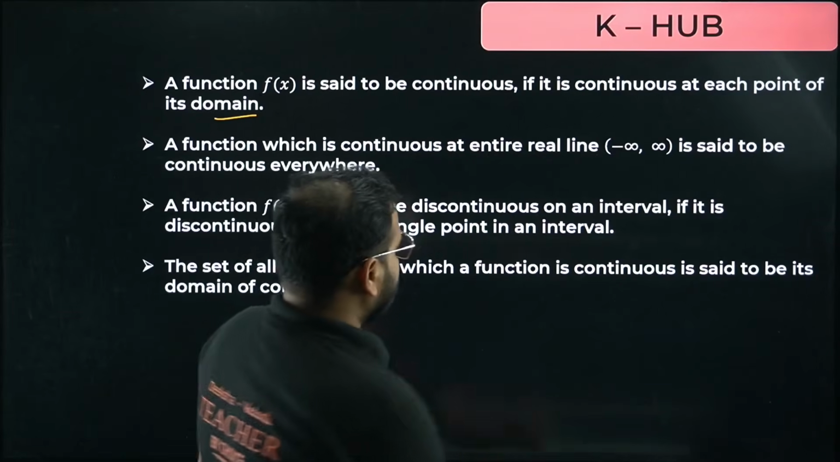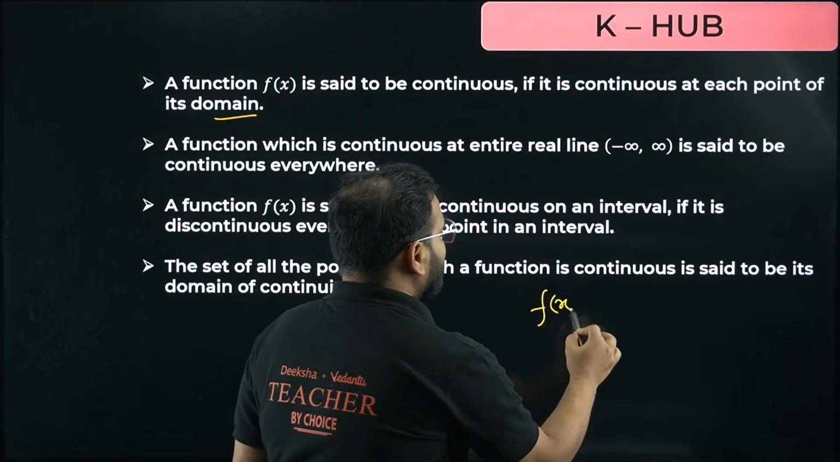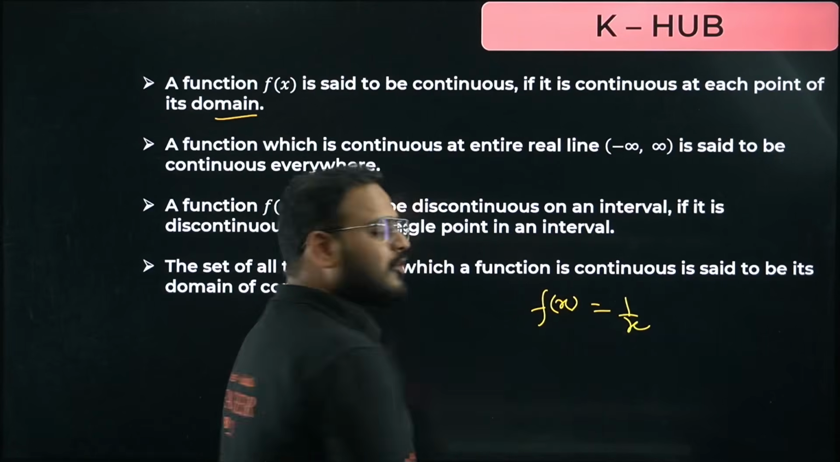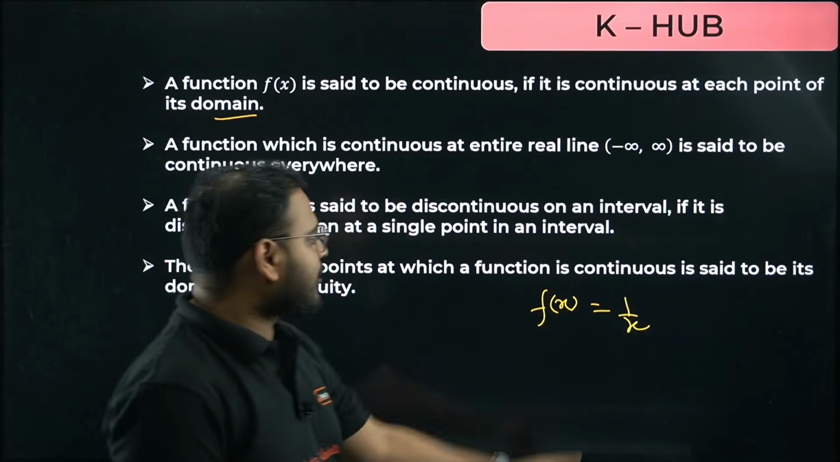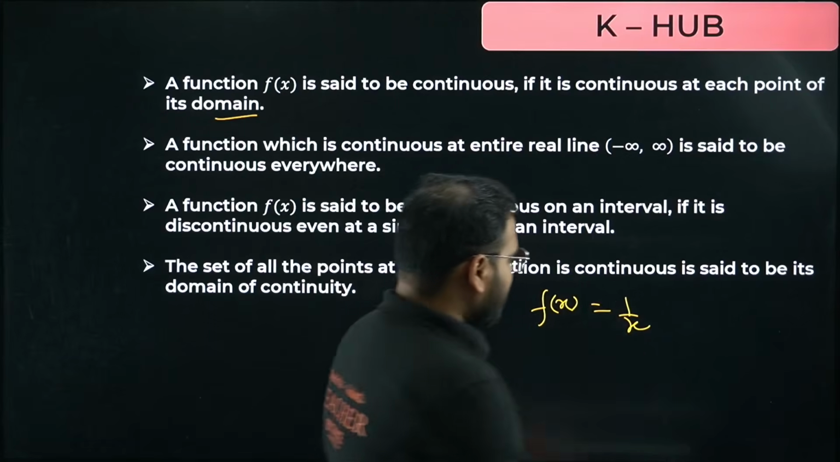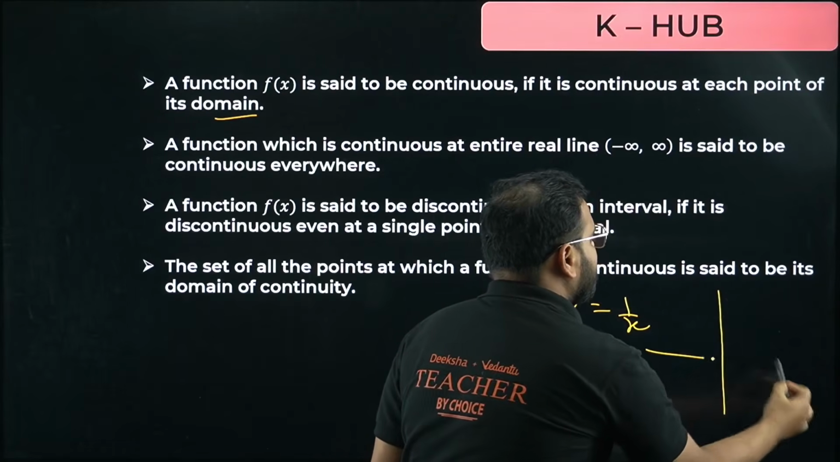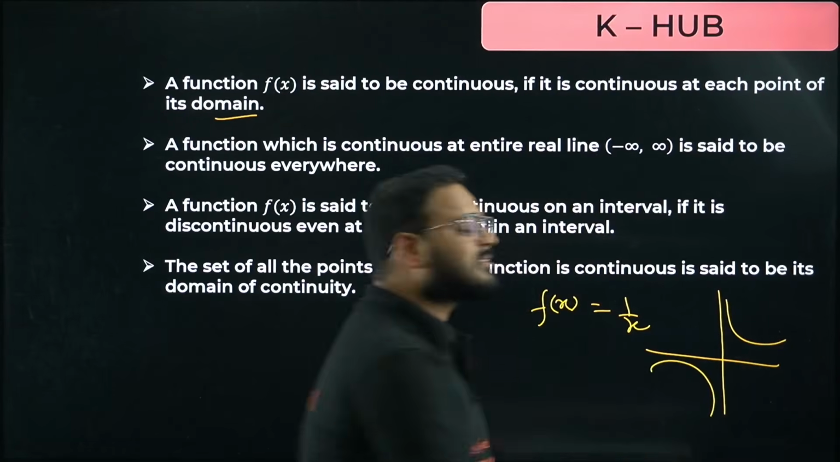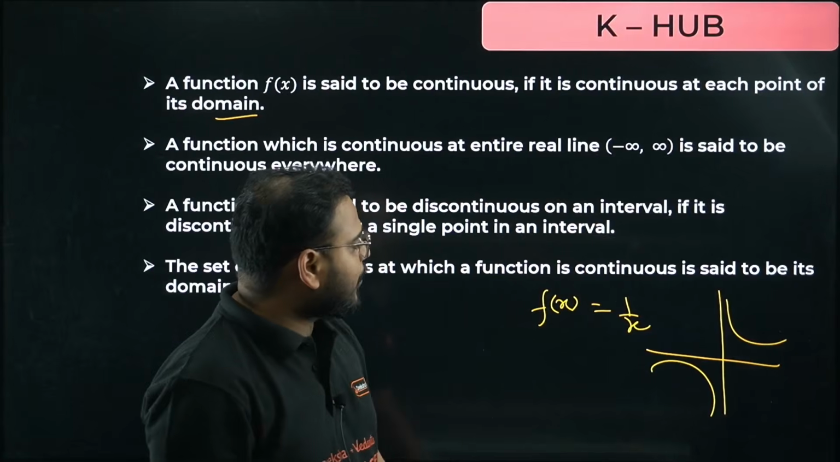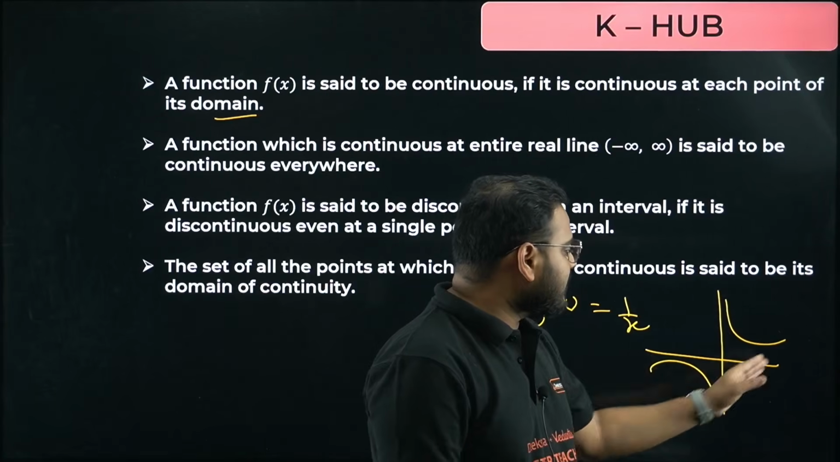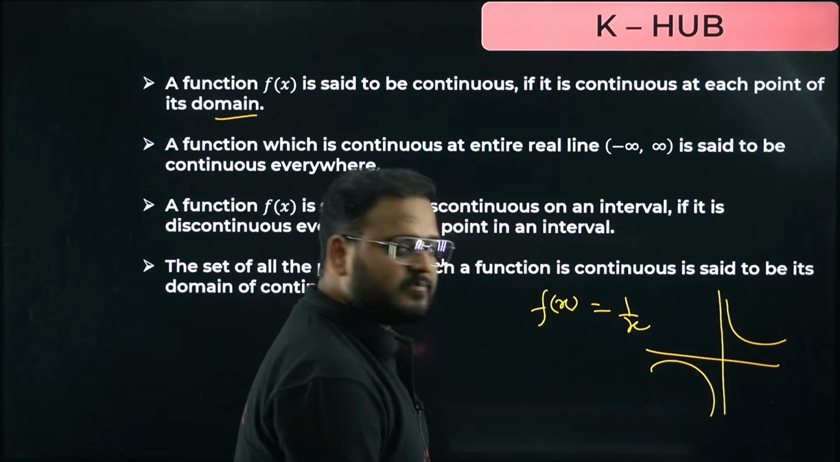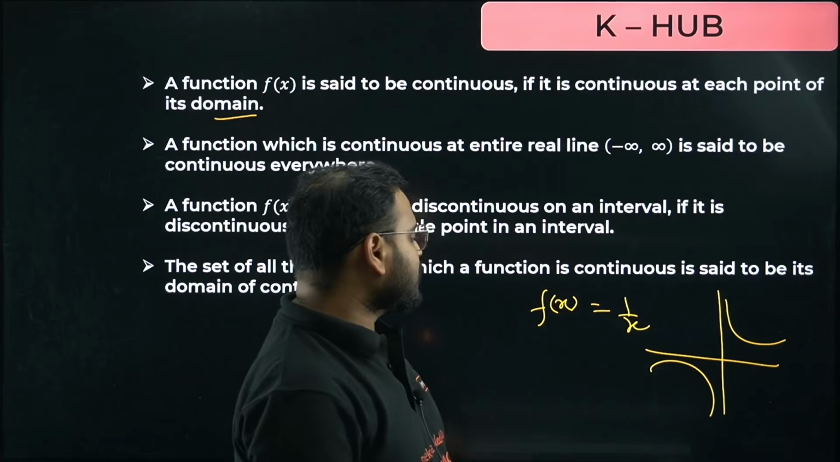Think about it. I write here f(x) equals 1 by x. Continuous or not? Continuous, because at x equal to 0 it's only discontinuous. The function is only discontinuous like this, right? This is the function 1 by x. If you increase the value of x, what will happen? The y will keep decreasing. Same goes on the negative side. That's your function.